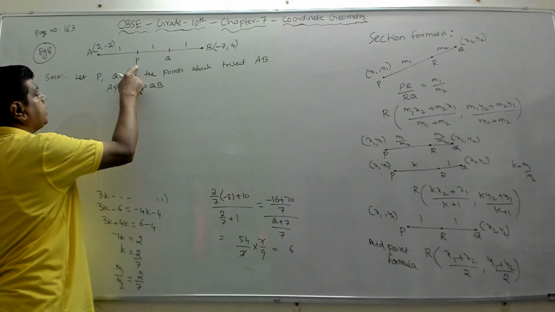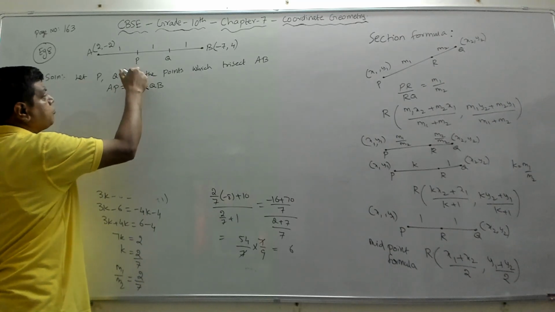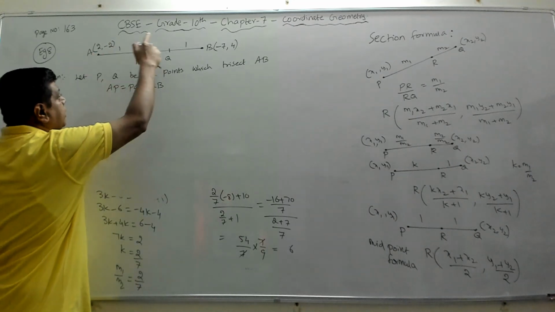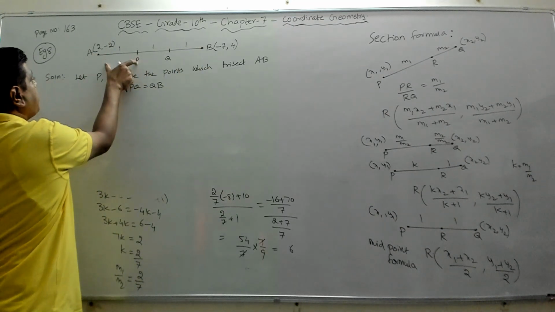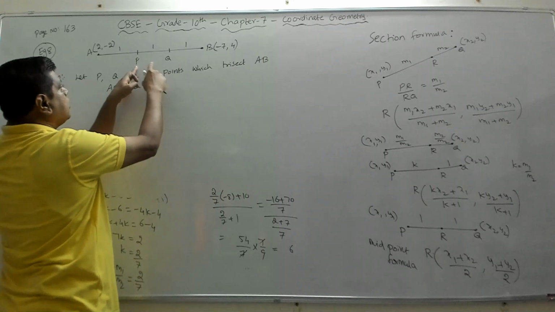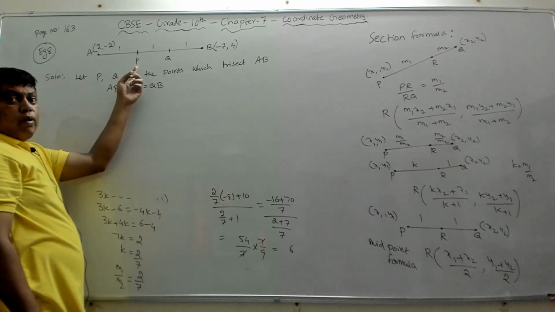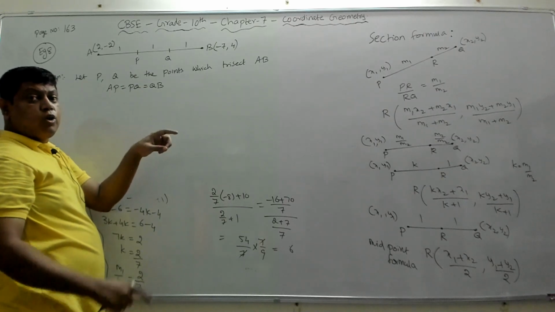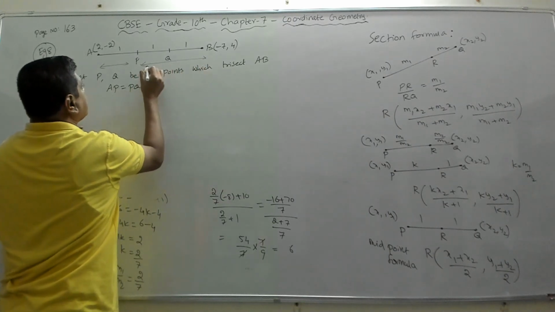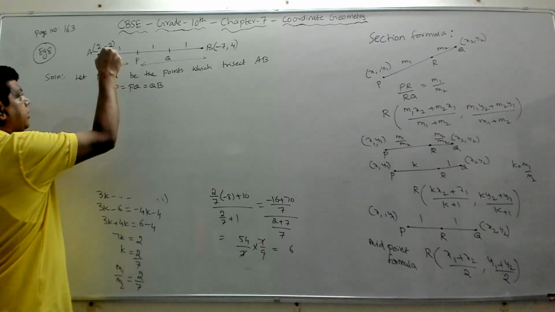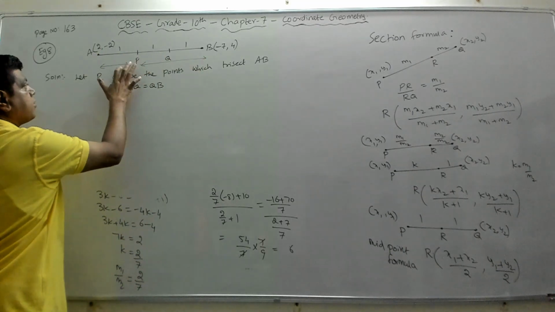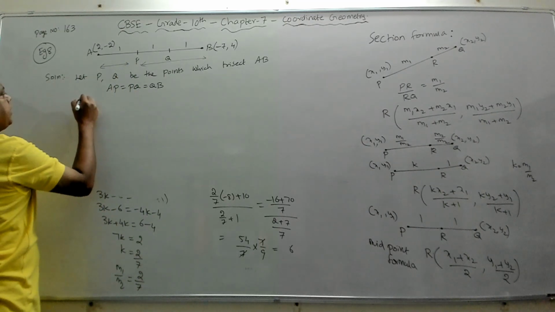Now, if you want to find the coordinates of P, forget about Q. Now P is a point which divides the line segment AB internally in the ratio AP to BP. What is AP? This ratio is 1. What is BP? 1 plus 1, so totally 2. So the point P divides the line segment AB internally in the ratio 1:2, because this is 1 and this is 1 plus 1, which is 2.